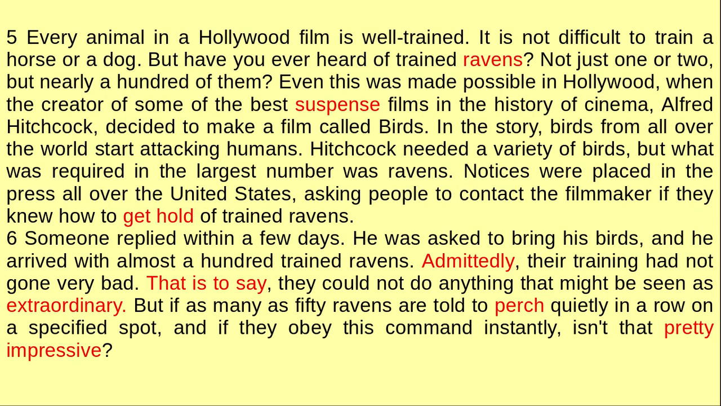But if as many as 50 ravens were taught to perch quietly in a row, when those 50 ravens were asked to sit quietly in a row on a specific spot, they obeyed the command instantly. At the moment, whenever the command is given, isn't that pretty impressive? Isn't it impressive to a certain degree, right?